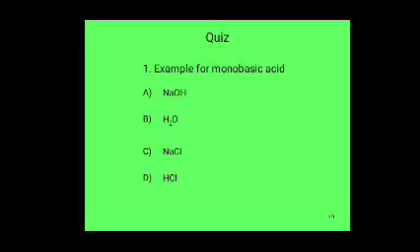Example for monobasic acid: A, NaOH; B, H2O; C, NaCl; D, HCl. The answer is D. The monobasic acid is HCl.